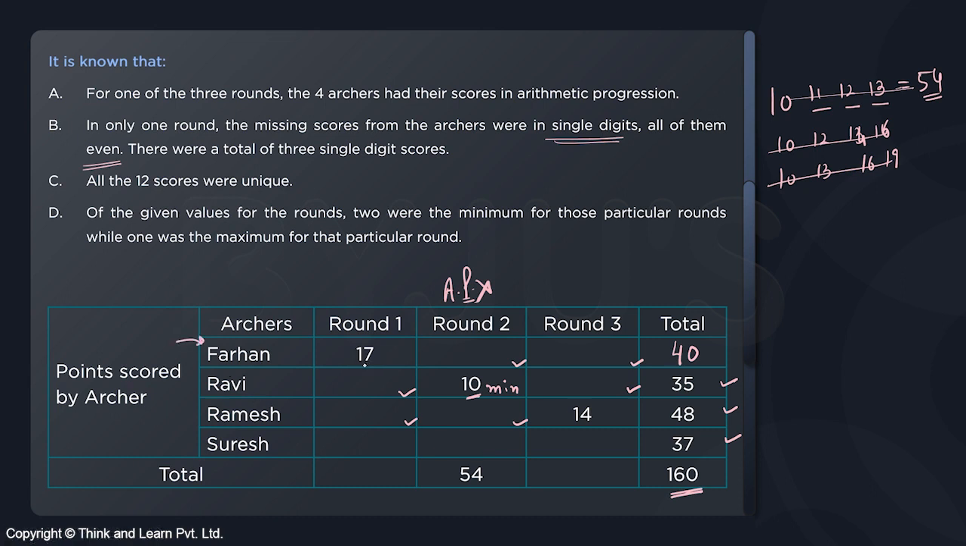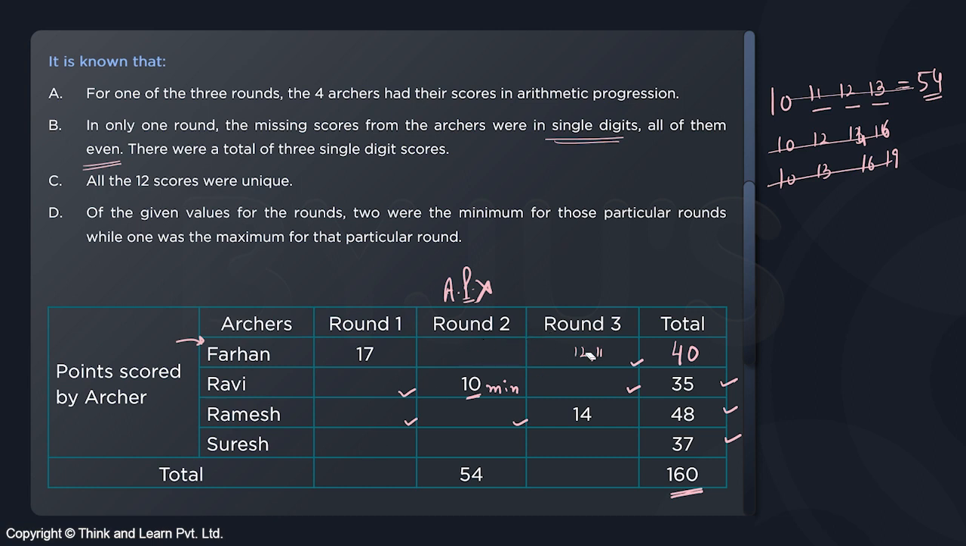Score of Farhan is 17 here. So in the other two rounds, he has scored a total of 23. Can I shortly say this score is more than 10, because in round 2, 10 is minimum? So this score is more than 10, even if it is 11. So this score would become 12. If it is 12, this score would become 11. If it is 13, this score would become 10. That means this score is surely going to be less than 14.